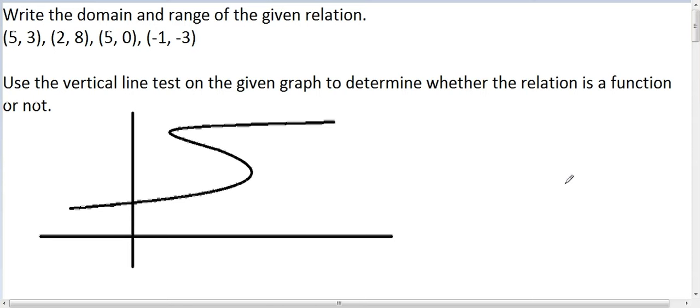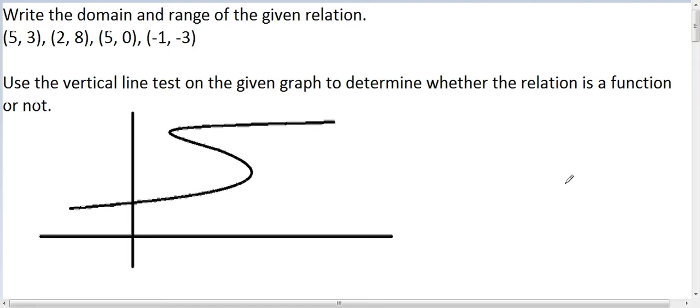We can group multiple coordinates together into a set. This collection of coordinates, which could also be a collection of points in a coordinate plane, is called a relation. The collection of all the x-coordinates of a relation is called the domain, while the collection of all the y-coordinates of a relation is called the range.